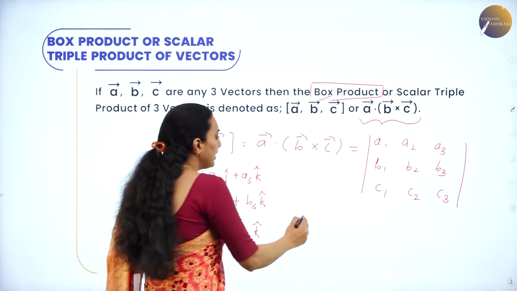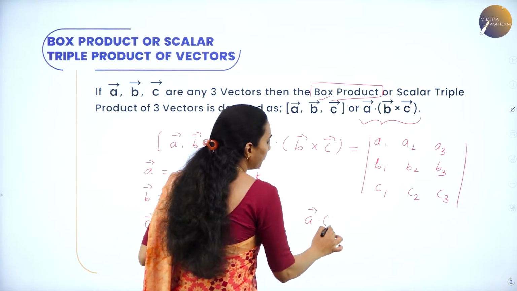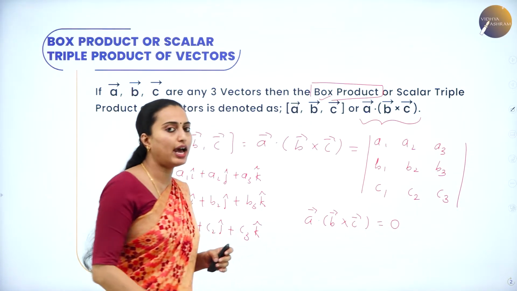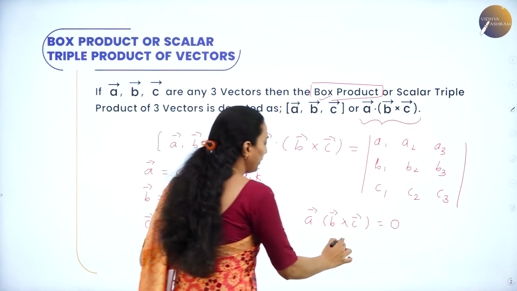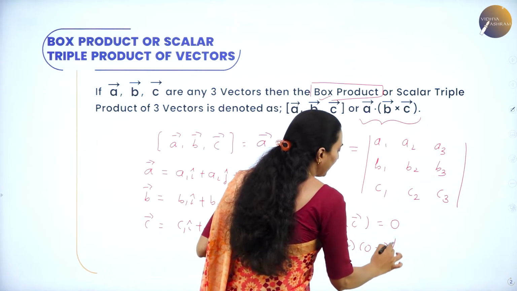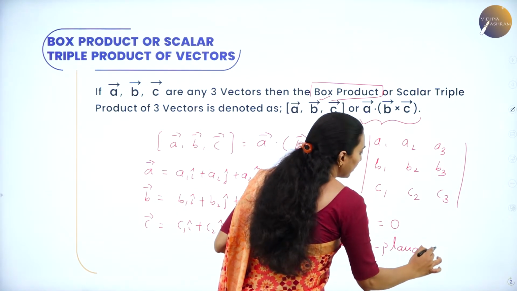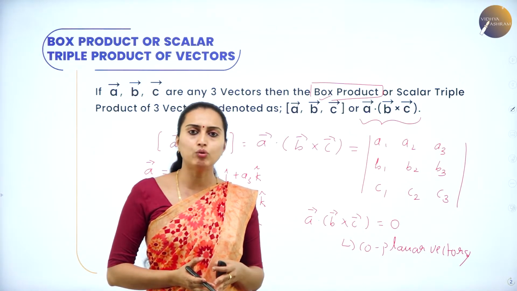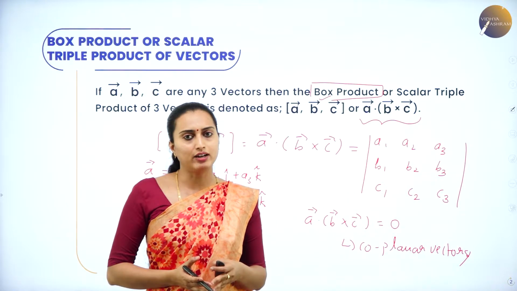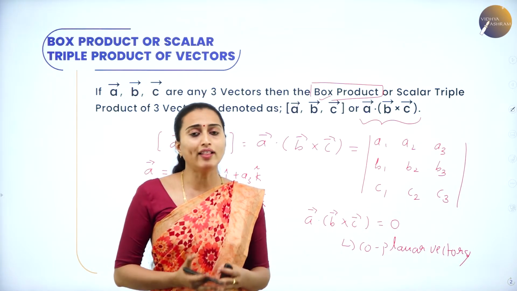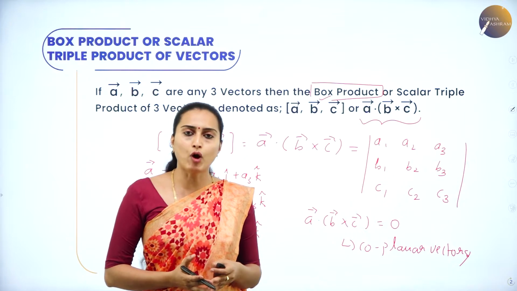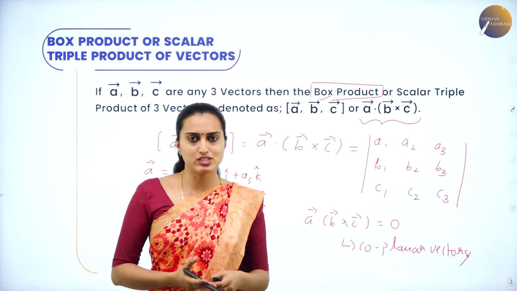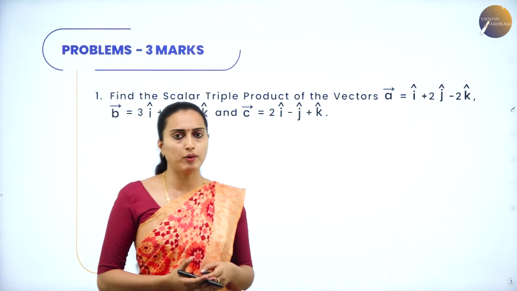Now here, if the scalar triple product, that is A dot B cross C, is equal to 0, it is said to be coplanar vectors. It is said to be coplanar vectors. And you are going to use this scalar triple product to find the volume of a parallelepiped. Okay. So these are all very important for a box product or scalar triple product. Now, knowing these conditions, we'll be moving on to solving the problems on those.